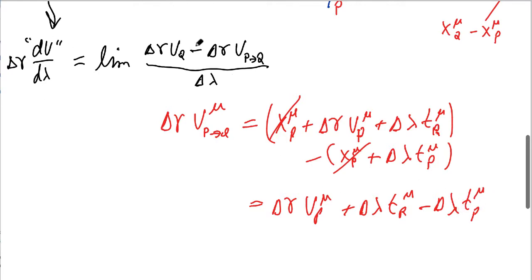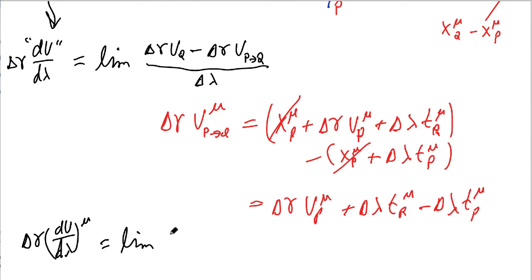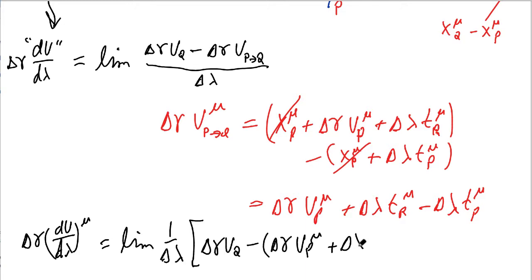Okay, so now if we go back to this expression and we look at the muth component here, this is the vector delta gamma dv d lambda, the muth component. That's equal to the limit of 1 over delta lambda times delta gamma v_q minus this result, delta gamma v_p^mu plus delta lambda t_r^mu minus delta lambda t_p^mu.